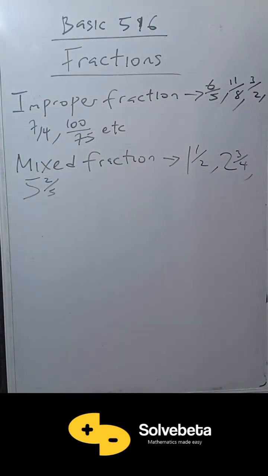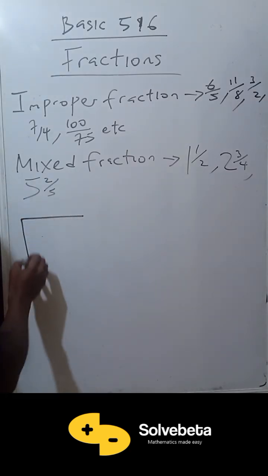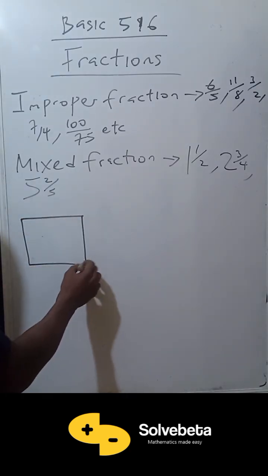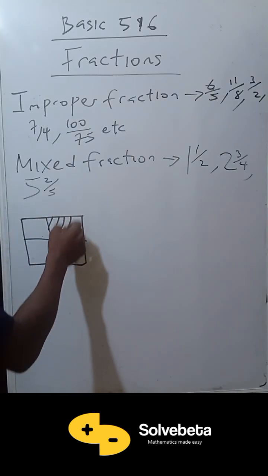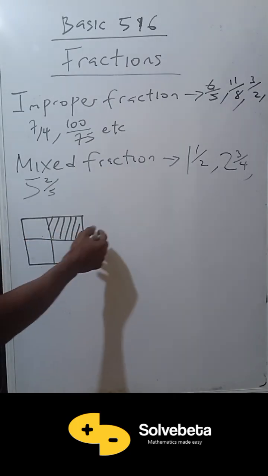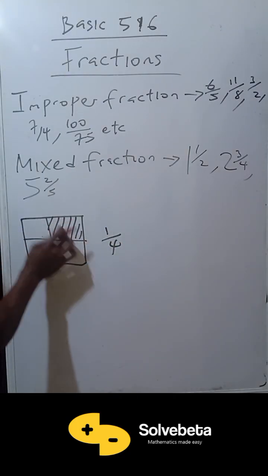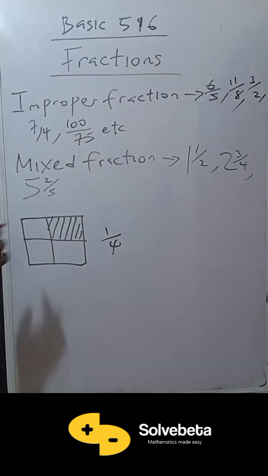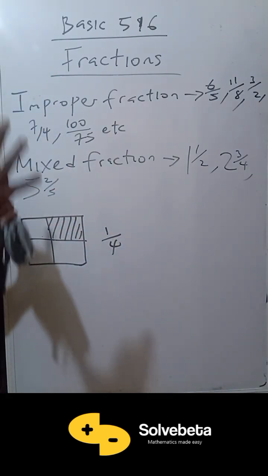Now, let me give you a picture of what a fraction is. This is what we are dealing with when we talk about fractions. Now, the shaded part here is 1 out of what? 4. There are 4 parts here: 1, 2, 3, 4. So this shaded part is 1 out of 4. That's a fraction of it. It's a part. So a fraction is a part of a whole.